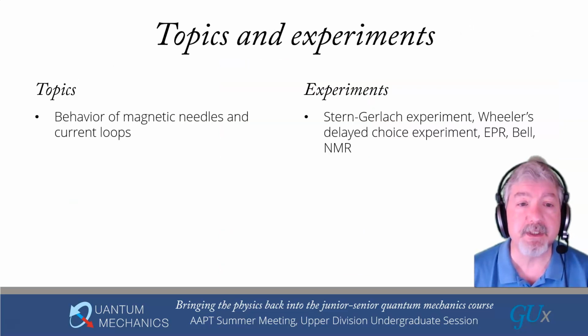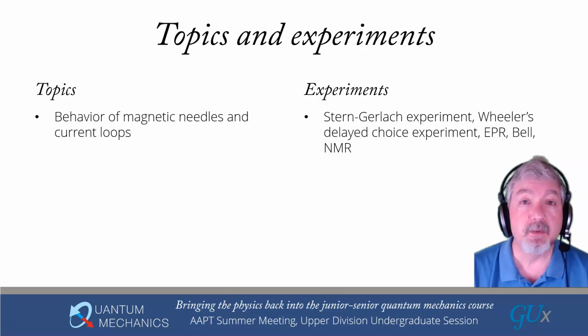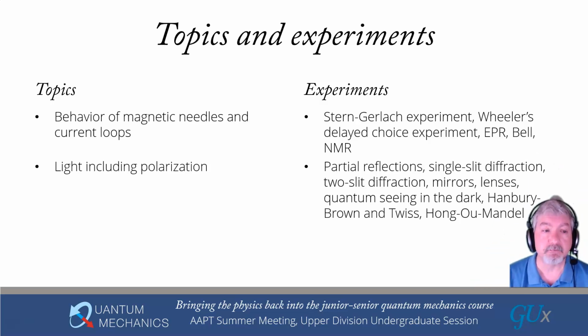The topics that we cover, we start from a spins first perspective, but we actually take a lot of time to focus on the classical mechanics of magnetic needles and current loops, because frankly, this is a really hard question. How do you understand the forces that a magnetic field applies to a current loop and understanding the motion of precession? But once we have that in place, we can then talk about the Stern-Gerlach experiment. We do Wheeler's delayed choice variety of the Stern-Gerlach experiment. We talk about Einstein-Podolsky-Rosen experiments. We talk about Bell experiments. And we also talk about nuclear magnetic resonance.